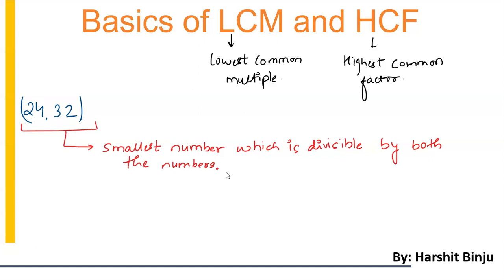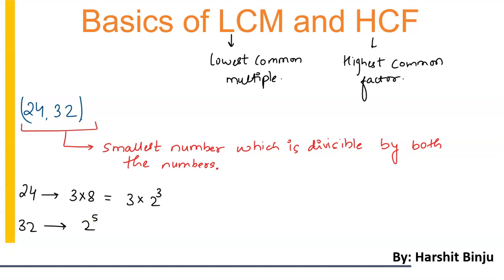Okay, so how do you calculate it? The process is exactly the same as SCF. You have to do the prime factorization. So 24 is 3 into 8, which will be 3 into 2 cube. 32 is simply 2 to the power 5.